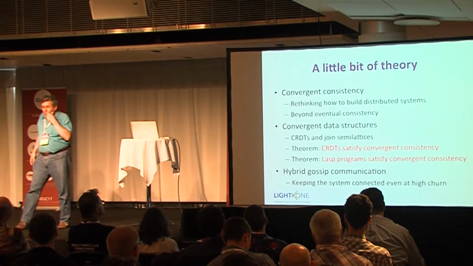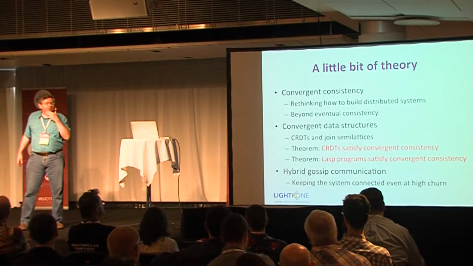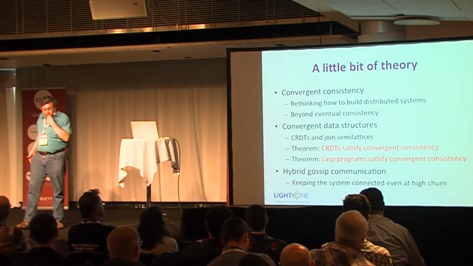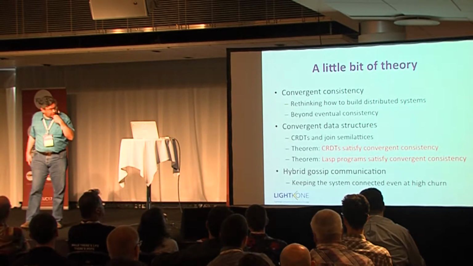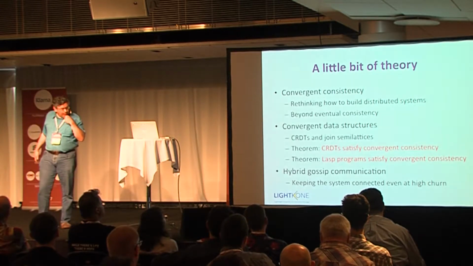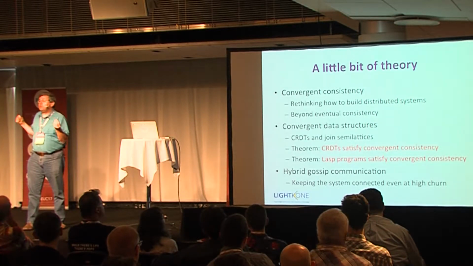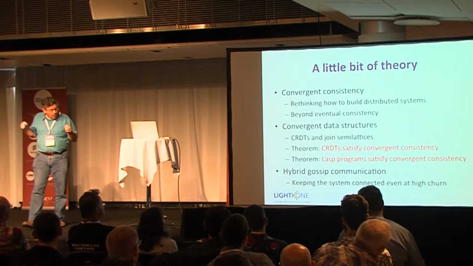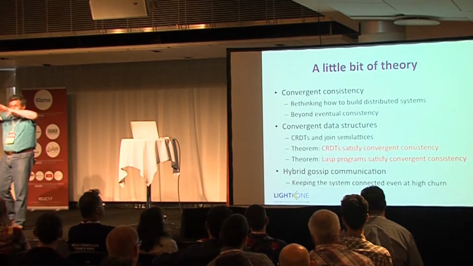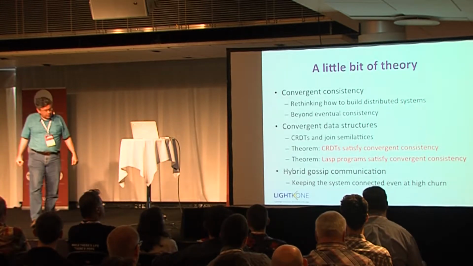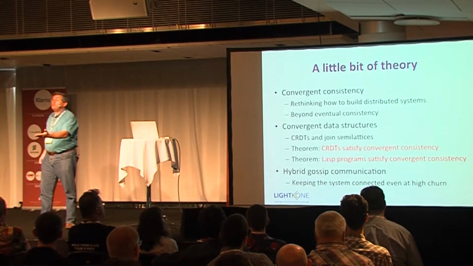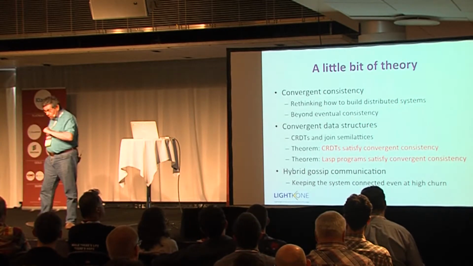First, I want to explain what is this convergent idea more precisely. And actually, I'm going to talk about convergent consistency. And then I'll talk about convergent data structures. So basically, it starts with CRDTs. You may have heard of CRDTs. And then it goes on to combine the CRDTs to make programs. So CRDTs are convergent, and LASP programs are convergent.